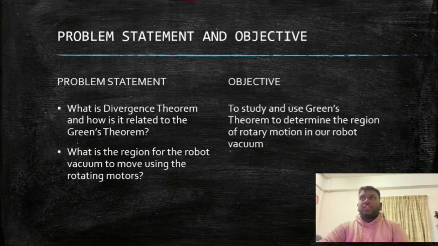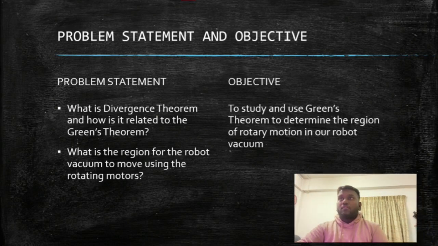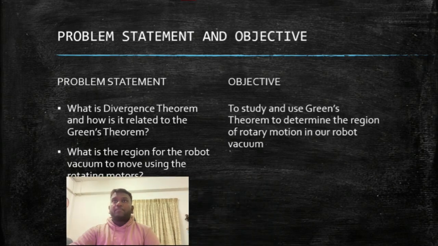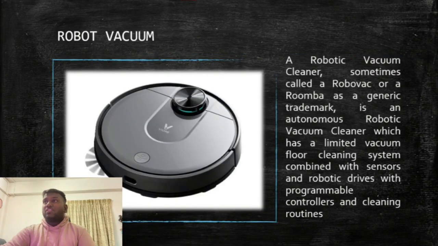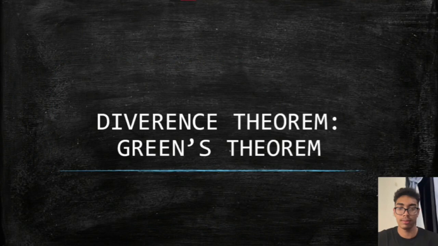For the problem statement and objective: what is the divergence theorem and how is it related to Green's theorem? What is the region for the robot vacuum to move using the rotating motors? The objectives are to study and use Green's theorem to determine the region of rotary motion in our robot vacuum. A robot vacuum, sometimes called a RoboVac or a Roomba as a generic trademark, is an autonomous robotic vacuum cleaner which has a limited vacuum floor cleaning system combined with sensors and robotic drive, with programmable control and cleaning routine.